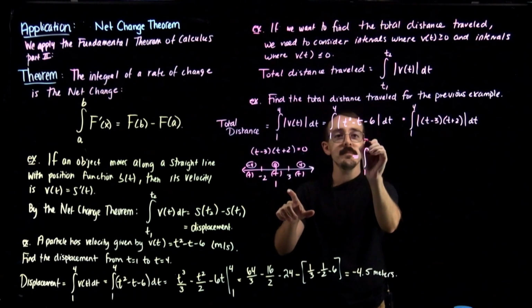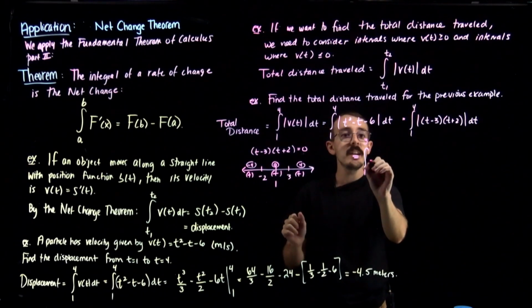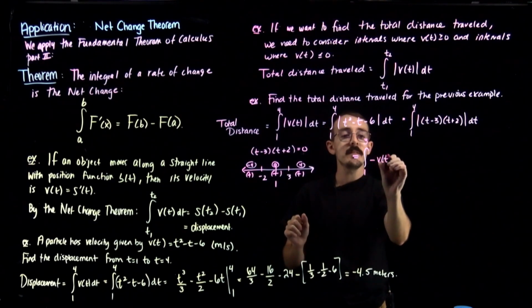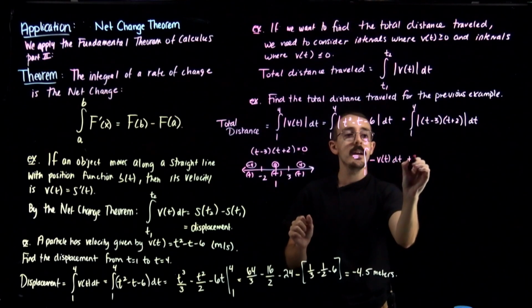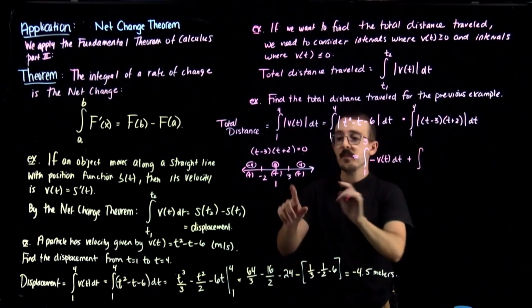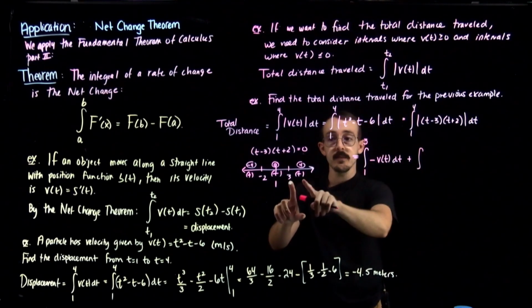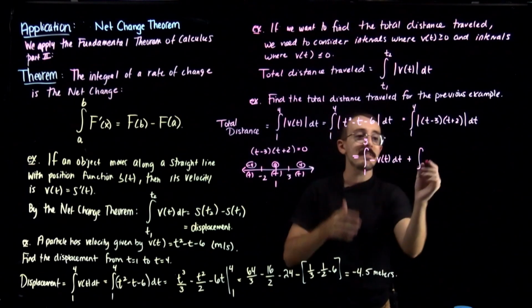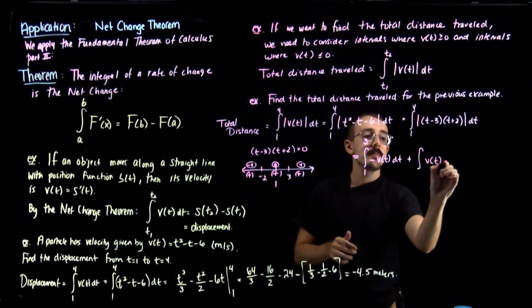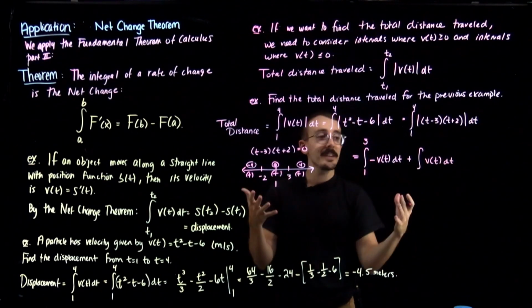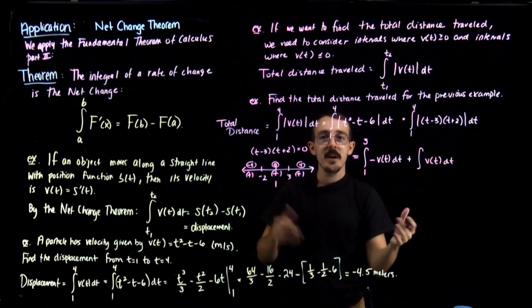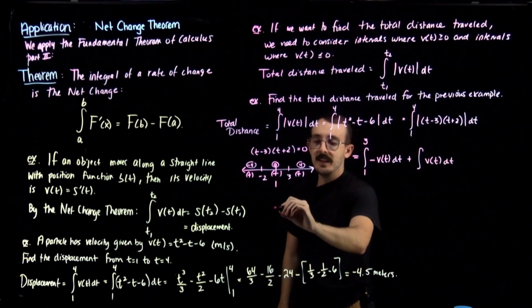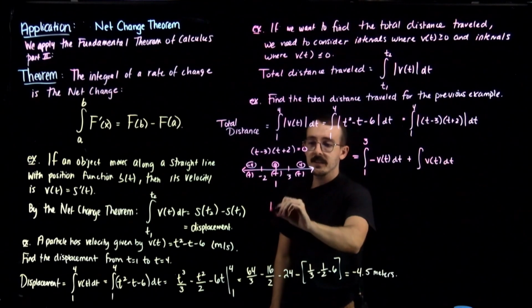So from 1 to 3, I actually have negative v of t dt plus, and then from 3 to 4, the rest of the interval, we're positive. So the definition of the absolute value says I'm just going to get v of t itself when I'm trying to calculate what the absolute value v of t is. So what I'm using here is the following.